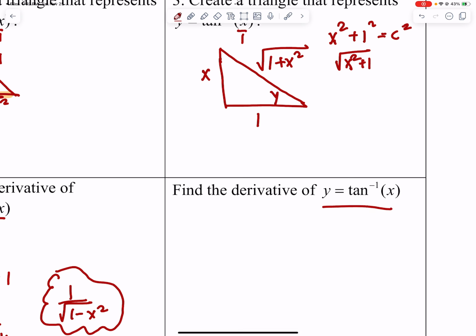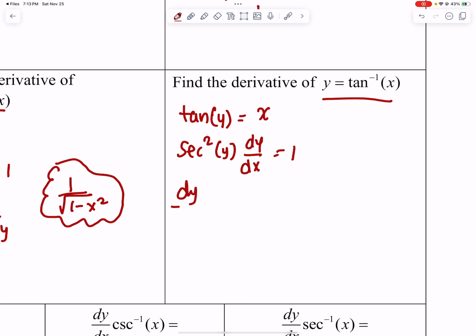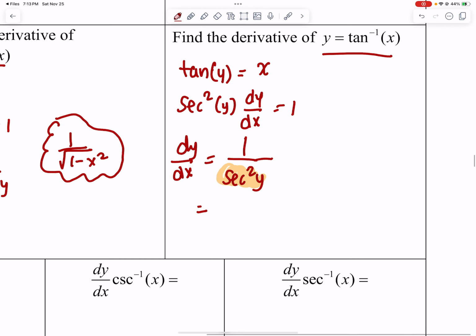we don't know what the derivative of inverse tangent is. So we are going to take the tangent of both sides so that the inverse tangent goes away. Hopefully by now we know that the derivative of tangent of y is going to be secant squared of y, and then dy dx is equal to 1. dy dx is equal to 1 over secant squared of y. Now remember that secant is going to be the reciprocal of cosine. So essentially, this is going to be the same thing as whatever cosine squared of y is.